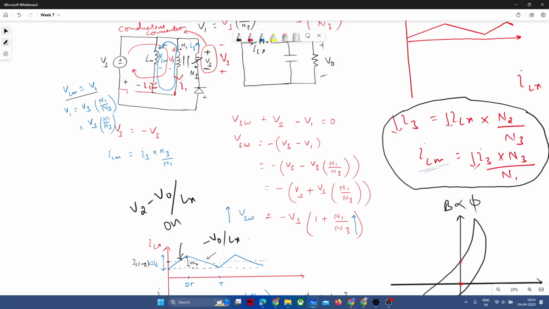Okay. So the final thing is to identify the blocking capability of the switch.